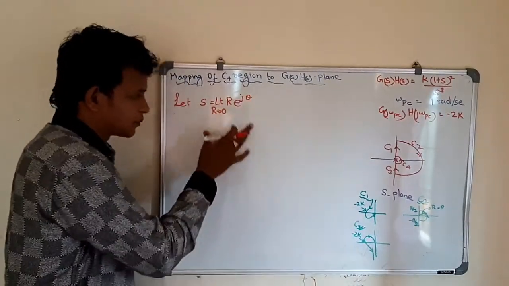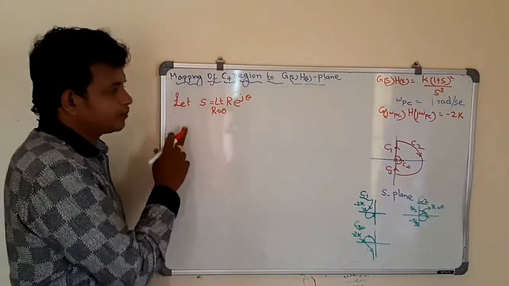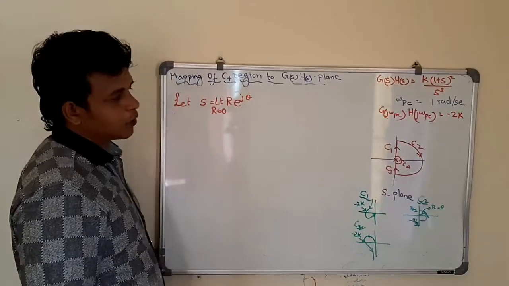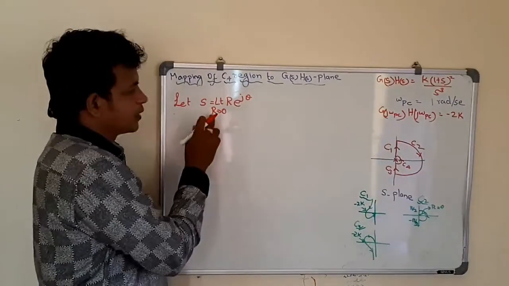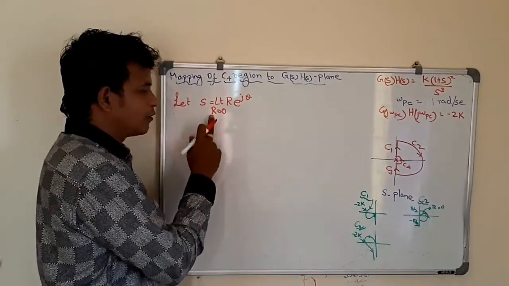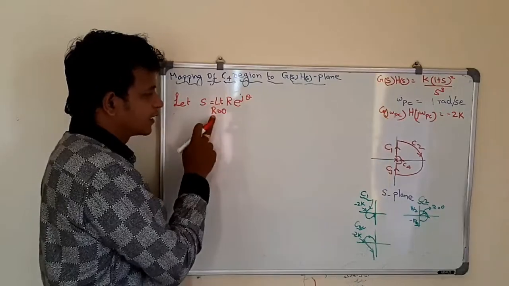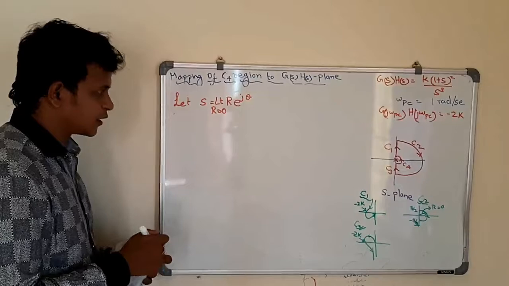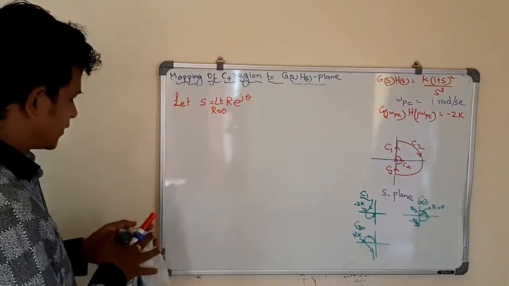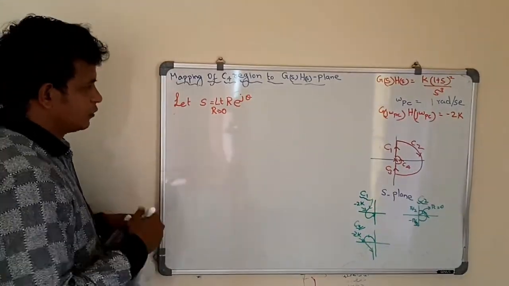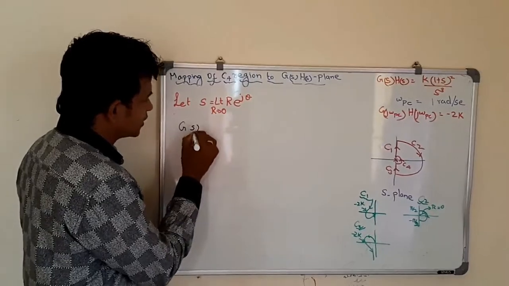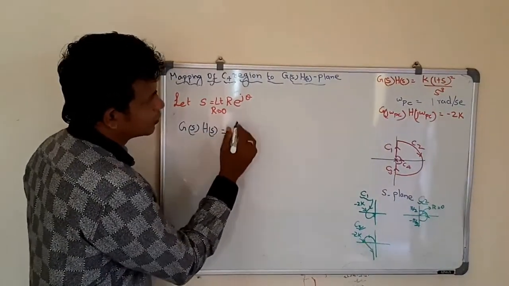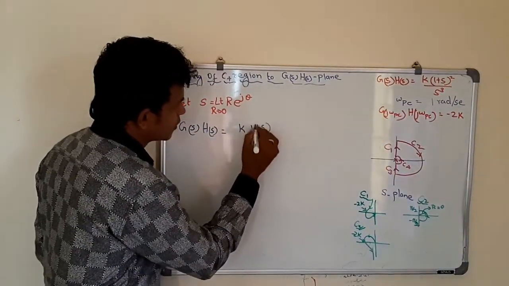Okay, so here for this arc, for the region C2 arc, we assumed we tended the value of R to infinity, whereas here we are tending the value of R to 0 since its radius is 0. Now I am writing the transfer function again. GsHs is equal to k into (1 plus s) the whole square divided by s cube.